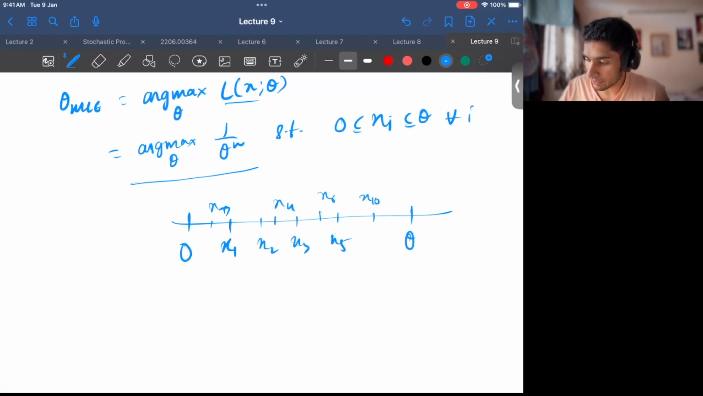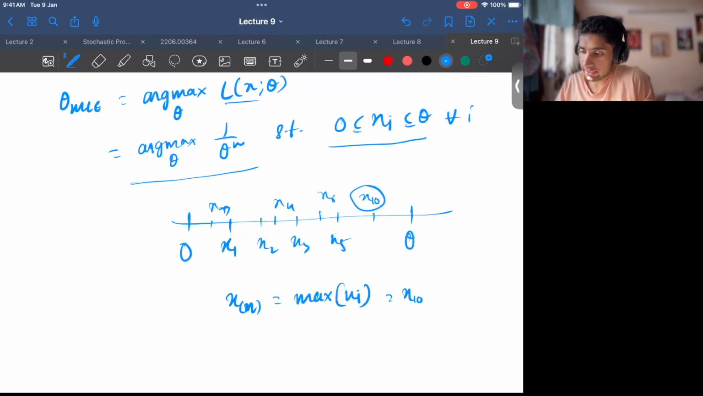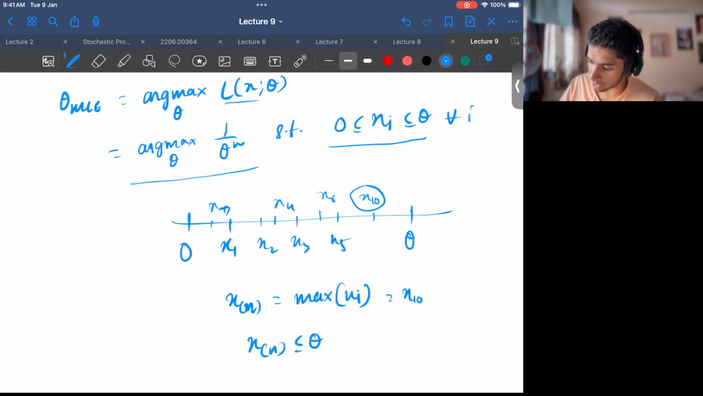So what I can do is, let's say I call x sub n the max of the x's. Maybe x10 is your maximum, so x_n will be equal to x10, or whatever the maximum value that you observe. So you have n samples, you sort these values, see what is the highest value taken by these samples, and call that x sub bracket n. Now, since xi is between 0 and theta, that means x_n is also less than or equal to theta, right?